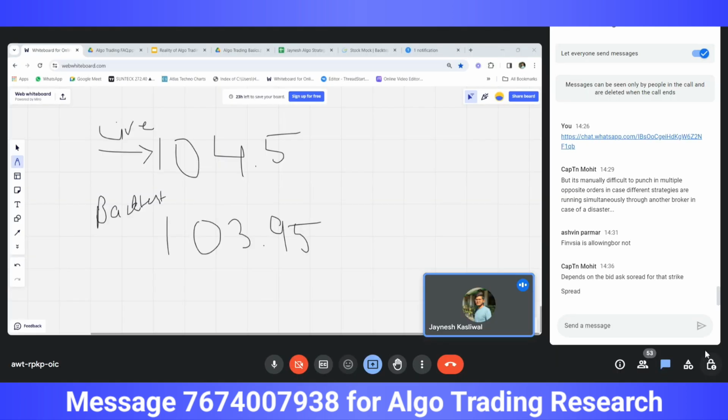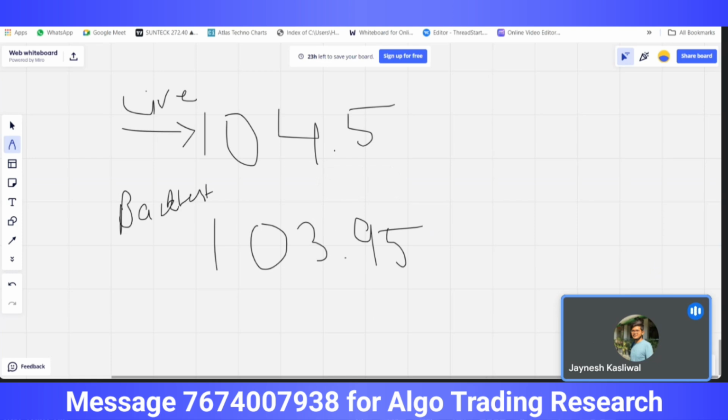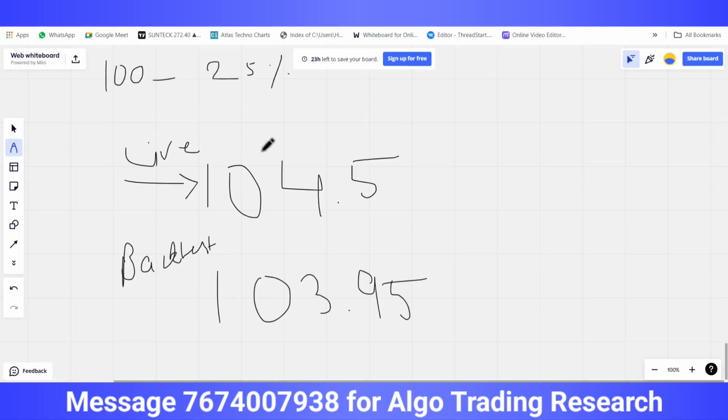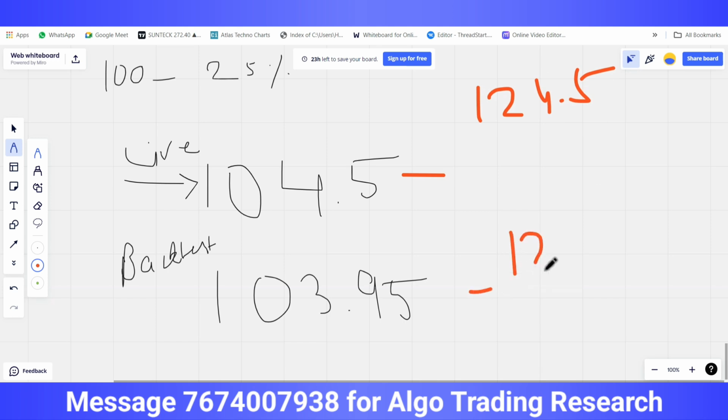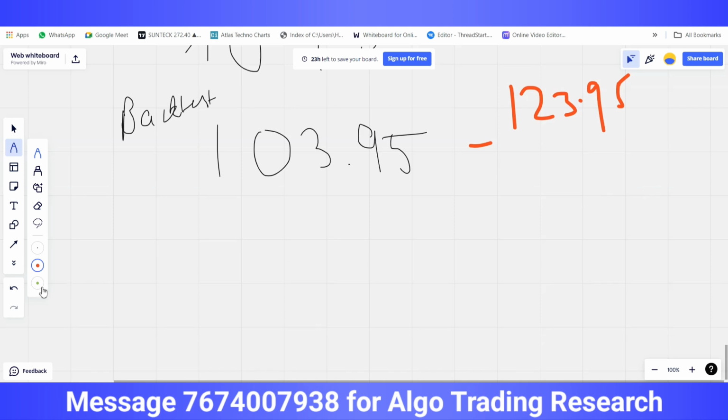Is there much difference between these two prices? No, that is a difference of only 0.55 paisa. But what if we have kept 20% SL? In this scenario, let's assume the stop loss for this becomes 124.5, and the stop loss for this becomes 123.95. Now it could be possible you entered the trade and there was a spike.